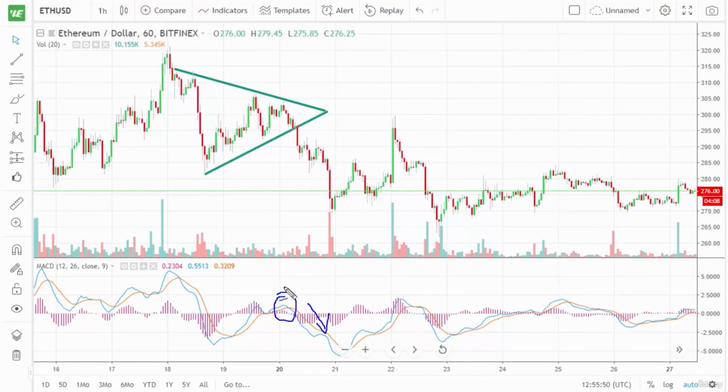So depending on how you use the MACD, remember you can use it as a cross. You can use it as crossing the zero line. You can use it across an extremely overbought area. Or you can use it for divergence. There's a lot of different ways MACD is used.